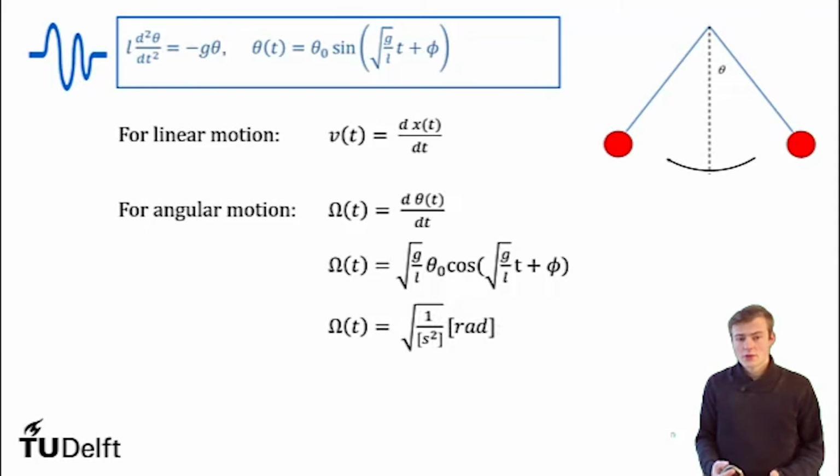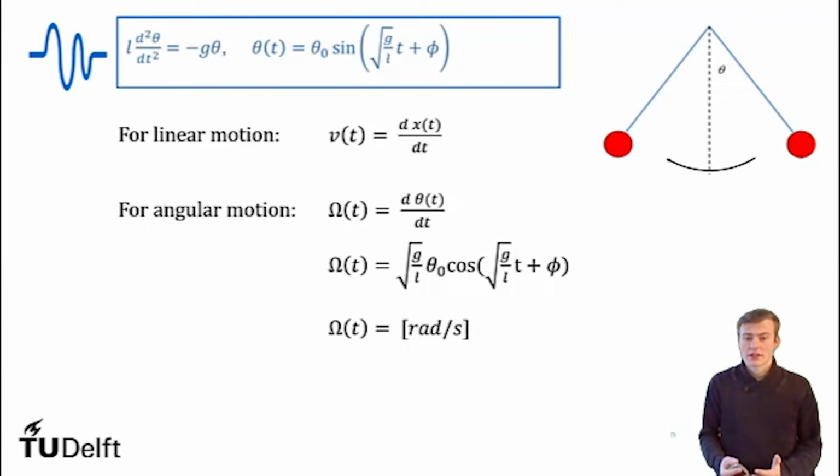We can work out the fraction and we see that we get a square root of 1 over s squared times radian. And if we work out the square root, we can see we have radian per second. And this makes sense because the angular velocity tells us how many radians we pass by in 1 second.